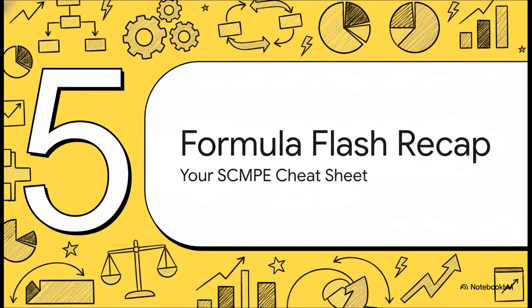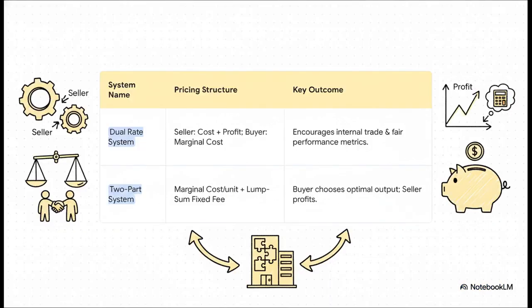All right, we have covered a lot of ground. To make sure it all sticks for your exam, let's do a quick formula flash recap. Think of it as your SCMPE cheat sheet for this topic. Okay, here it is, side by side. You've got the dual rate system. That's where the seller records cost plus profit, but the buyer only records marginal cost. Its key outcome? It encourages internal trade and allows for better divisional performance metrics.